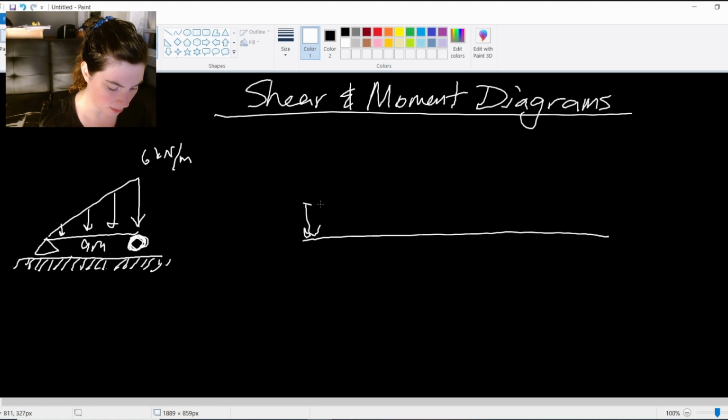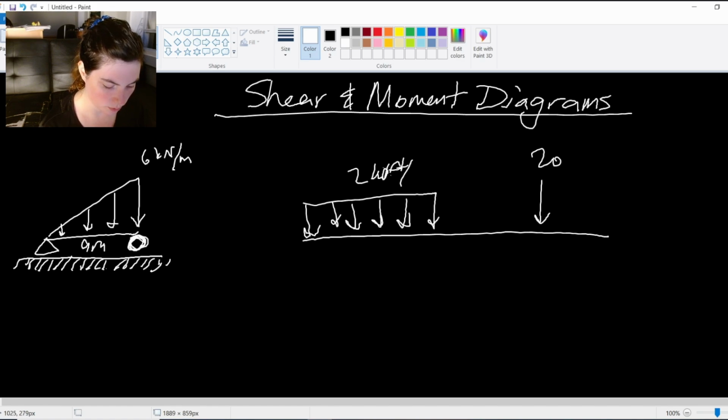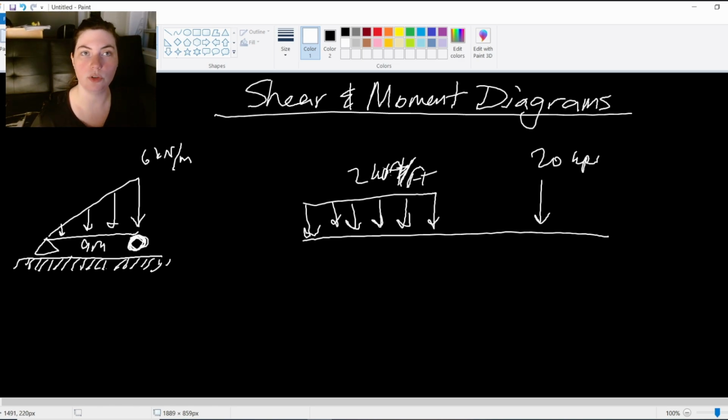So let's say, for example, I have this beam here. It has this distributed load on the left side, and then this point load, for example, on the right side. It's 2 kips per foot, and let's say that's 20 kips. So here, regions of load continuity is anywhere where the loading is the same. And loading, again, is that kips per foot. It's that force per distance. That's what the loading is.